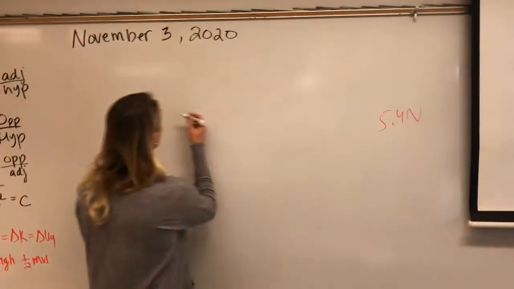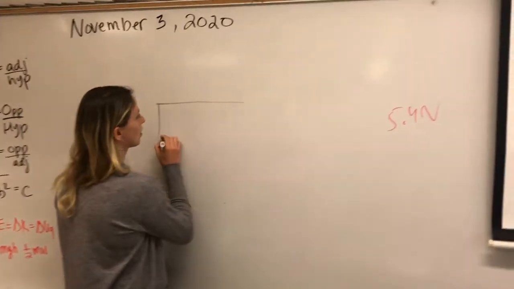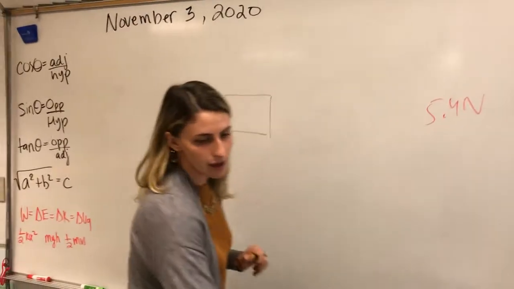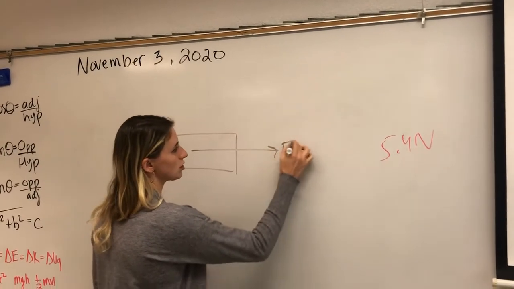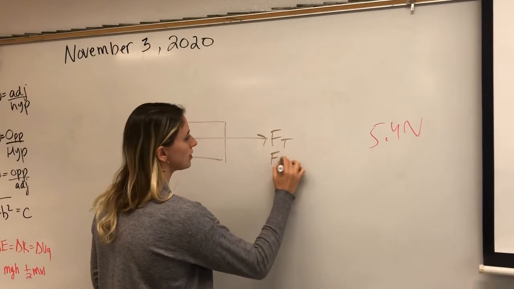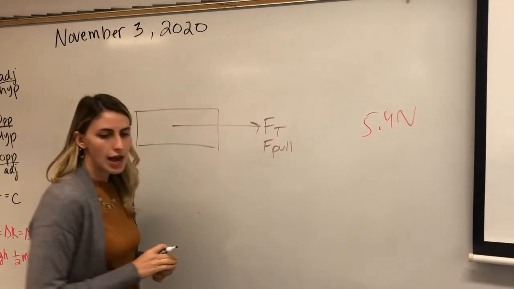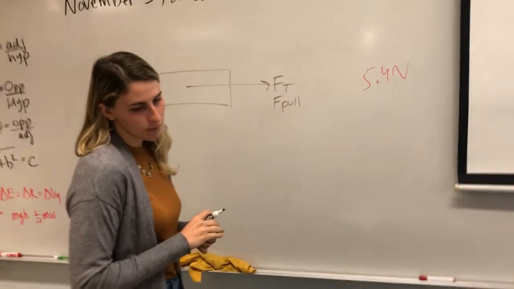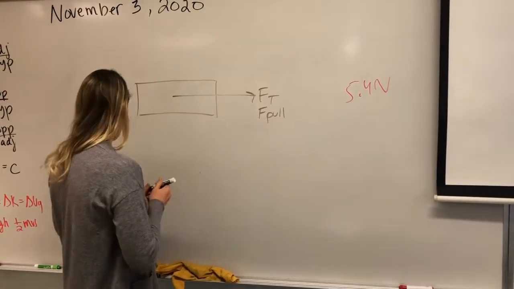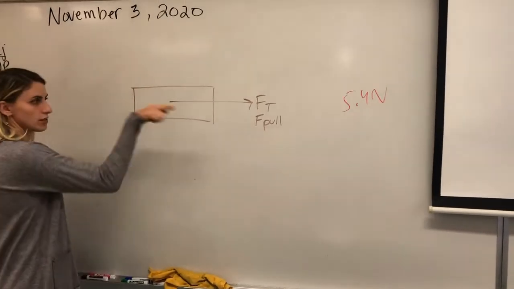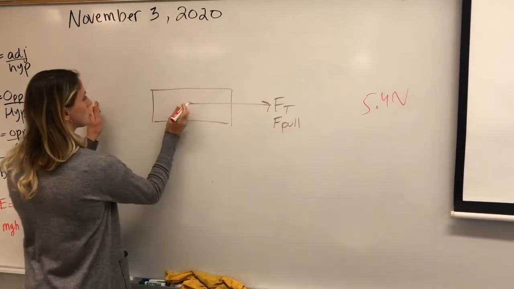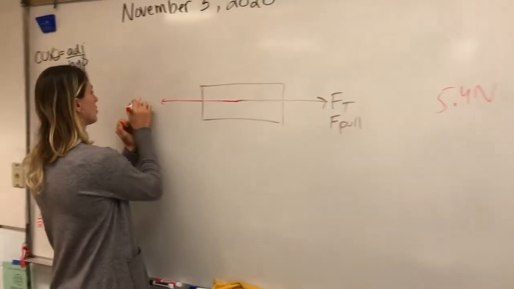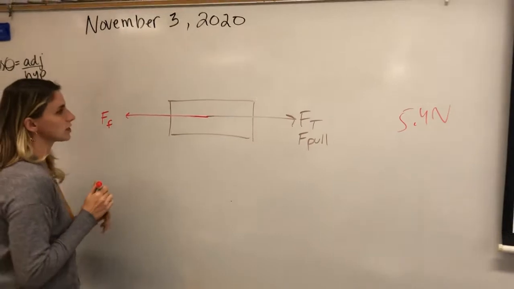Okay, so I've got my block. They use the force of tension. You could also use the force of pull. It doesn't matter, whatever, float your boat. It wants us to draw in friction, and friction opposes motion. It's going that way, right? Friction's this way. There's some friction. What else?